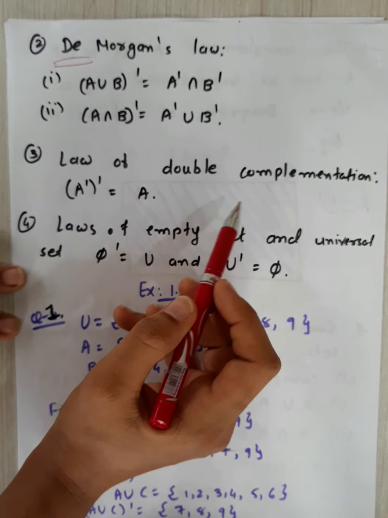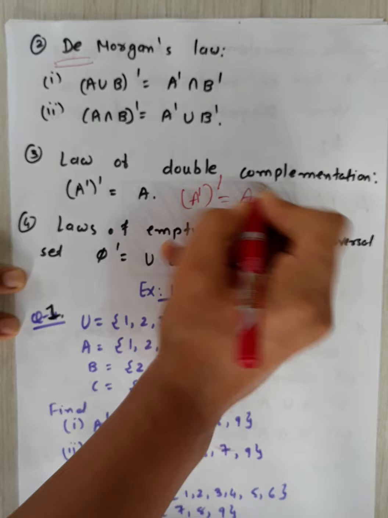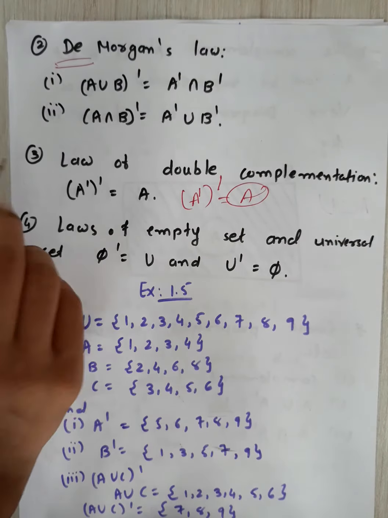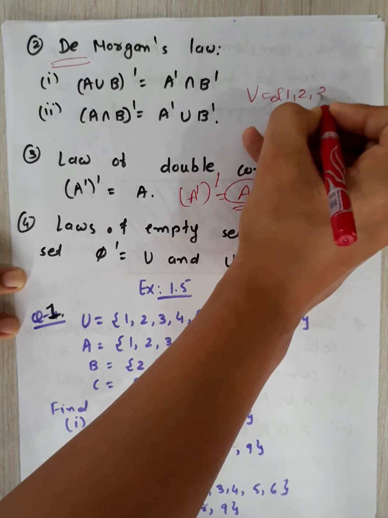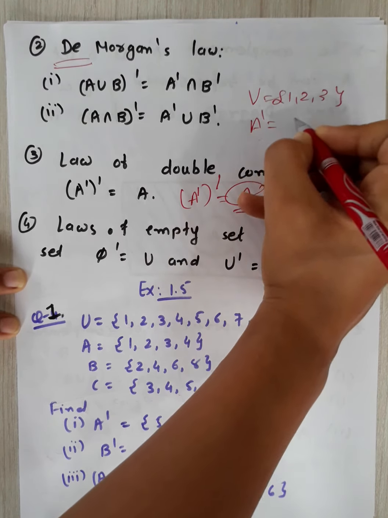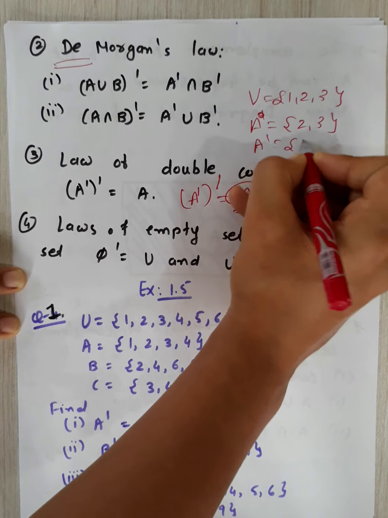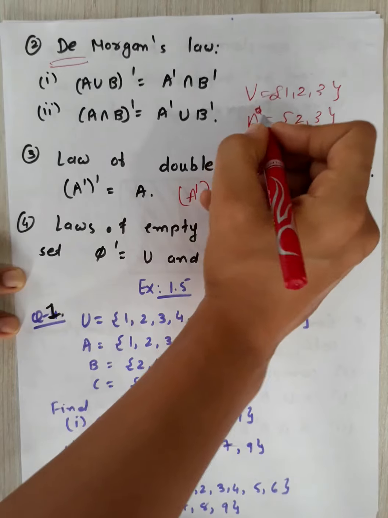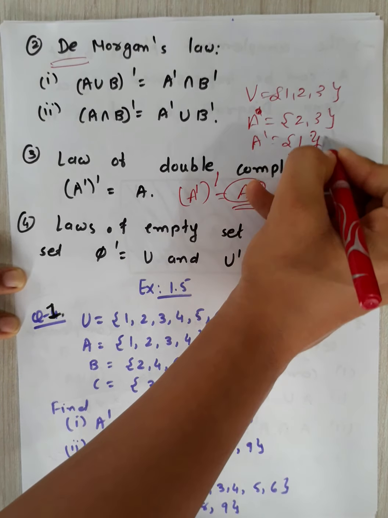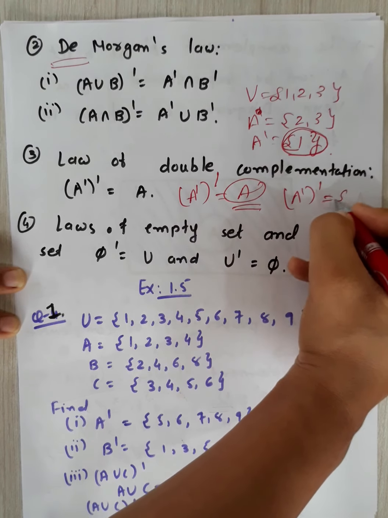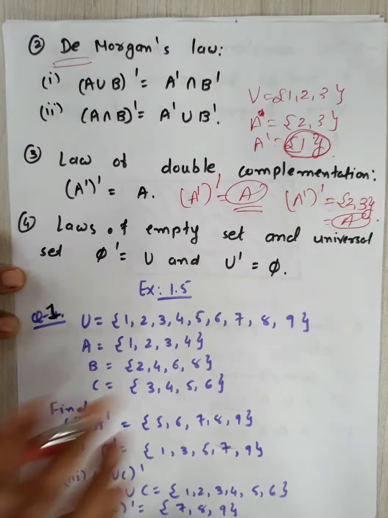Now law of double complementation means if we are taking A dash dash, then which is equal to A. If we are taking dash of dash, then which is equal to A. If U is equal to 1, 2, 3 and A is equal to 2, 3, then A dash is equal to 1, right? A dash is equal to 1. So now A dash dash is equal to, if we have to take dash of this, then which is equal to 2, 3, which is equal to A, right?